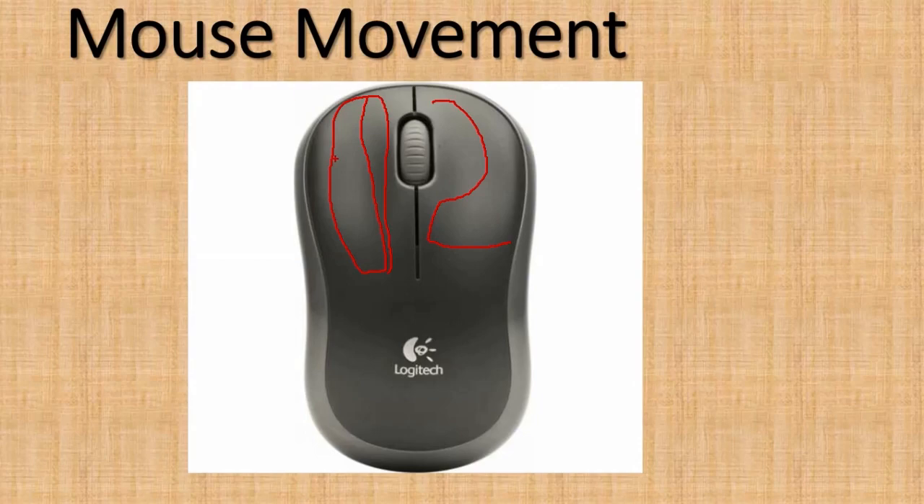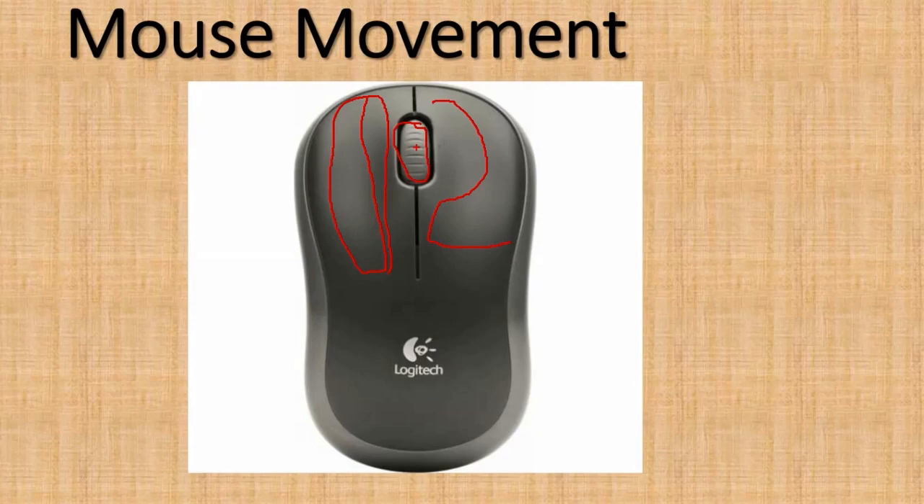Most mice also include a scroll wheel between the buttons. You can see the scroll wheel here. This is the scroll wheel, between the two buttons, to help you scroll through documents and web pages more easily. On some mice, the scroll wheel can be pressed to act as a third button. So if you're working with me and you have this kind of mouse, you just press that scroll wheel, and it can act as a third button for you.